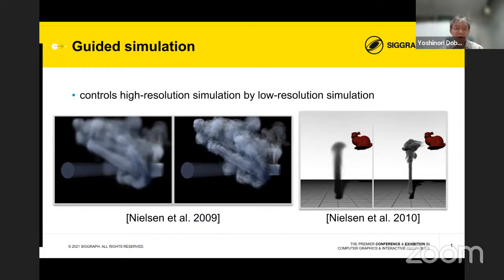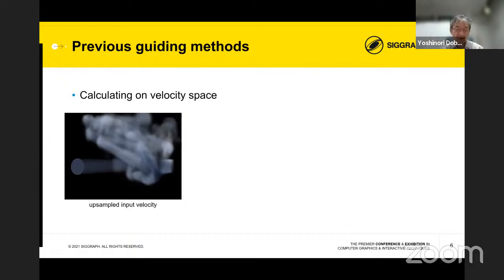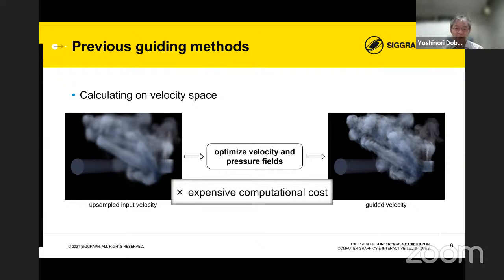However, the problem is the computational cost. This method works in velocity space. That is, when the input velocity is specified, it is upsampled, and the method solves a certain optimization problem to determine the velocity and pressure fields for the high resolution grid. Therefore, the problem size becomes very large, so the computation is very expensive.